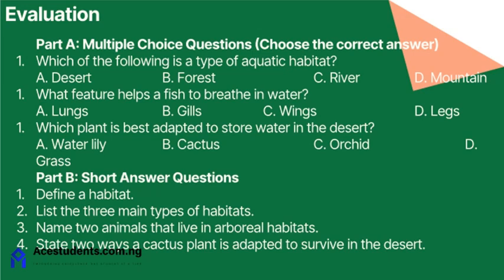Now let's try some short answer questions. Question 1. Define a habitat. Question 2. List the three main types of habitats. Question 3. Name two animals that live in arboreal habitats. Question 4. State 2 ways a cactus plant is adapted to survive in the desert. You can pause the video and study the questions if you need more time.